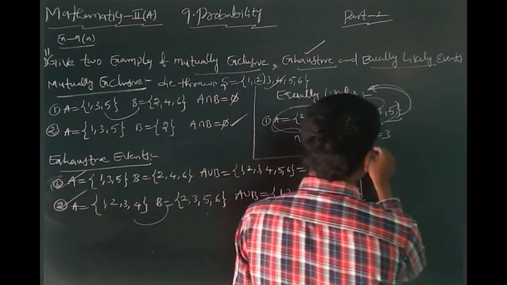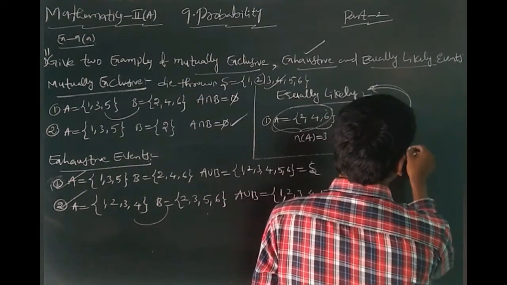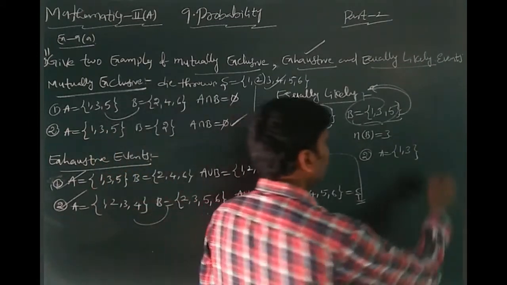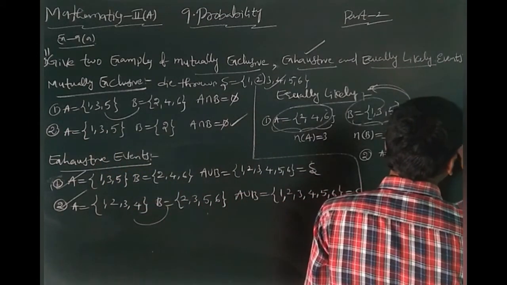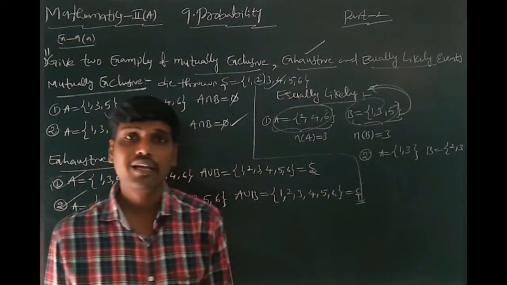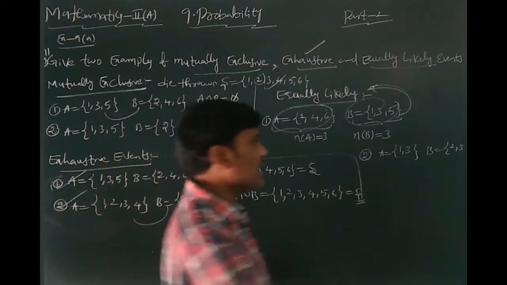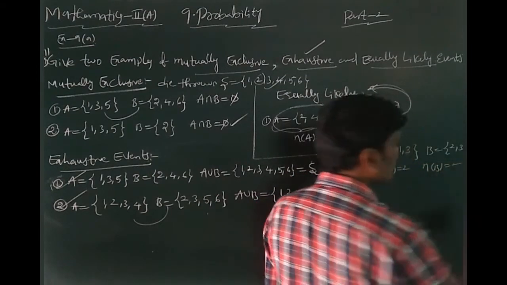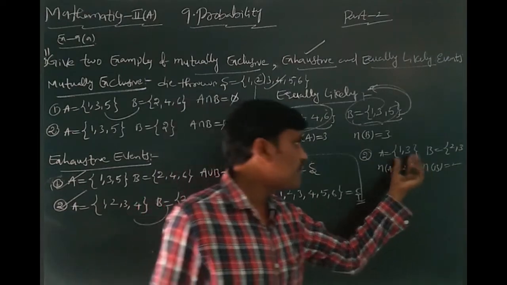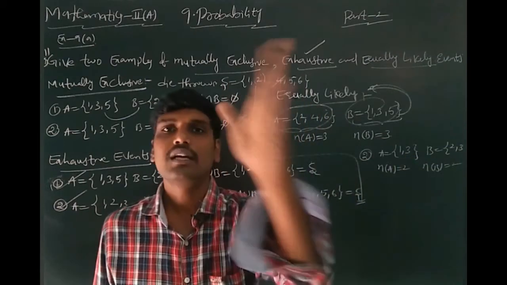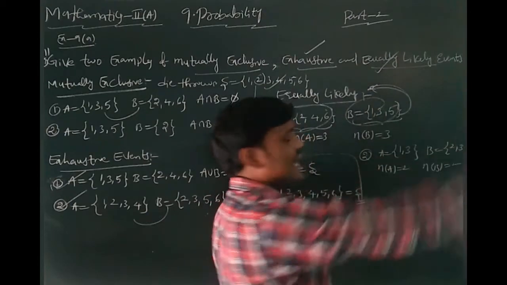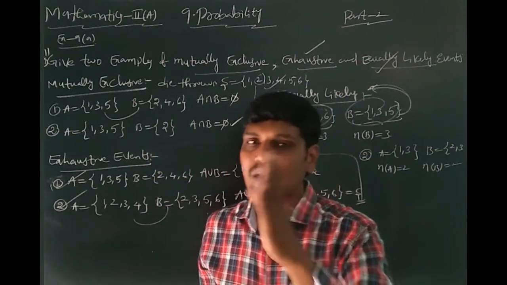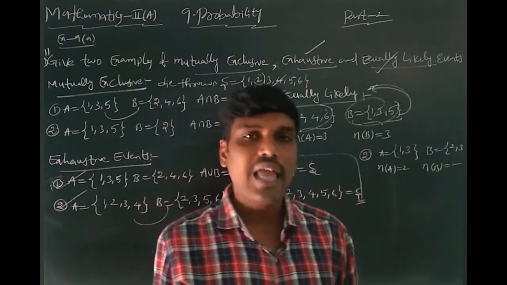Next, take A equal to 1, 3 as an event. B equal to 2, 3 is another event. The number of elements of A is 2, and the number of elements of B is also 2. These two events have equal numbers of elements, so those events are called equally likely events. These are the examples of mutually exclusive, mutually exhaustive, and equally likely events.